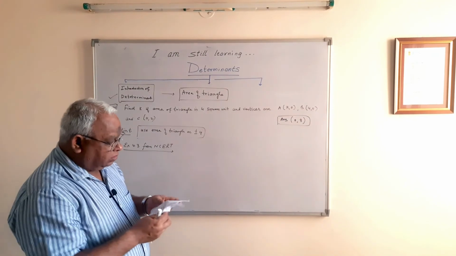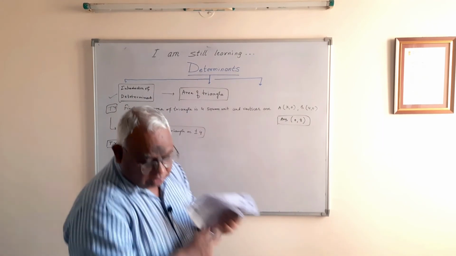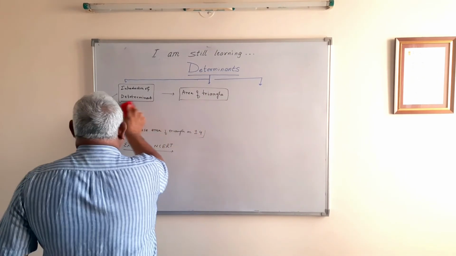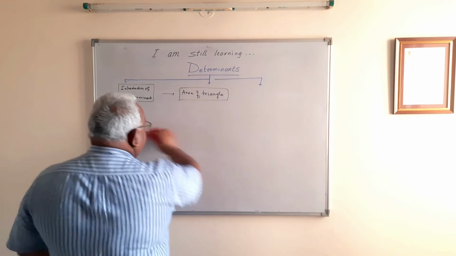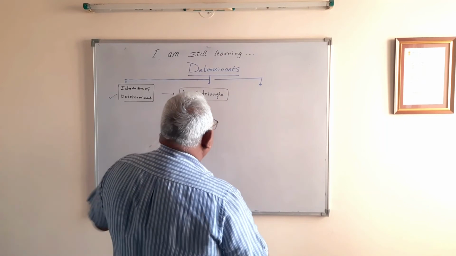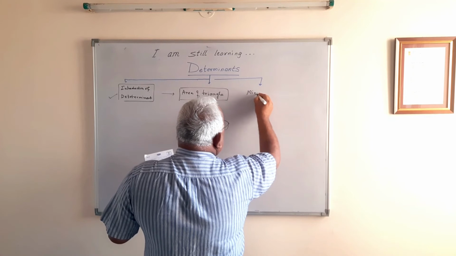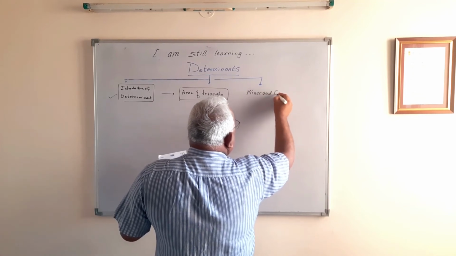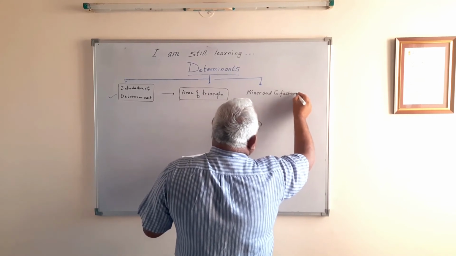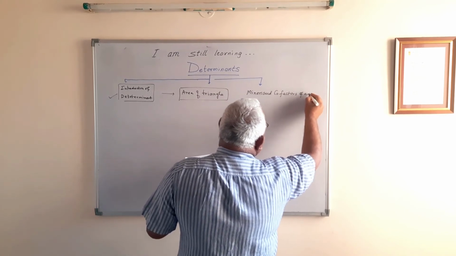This is the last topic for today. That is, I'll be finishing it fast because we have already done in detail. This is minor and cofactor, minors and cofactors of a determinant.